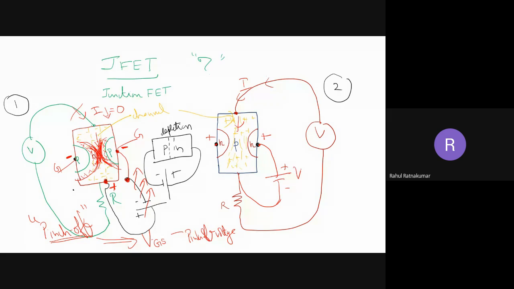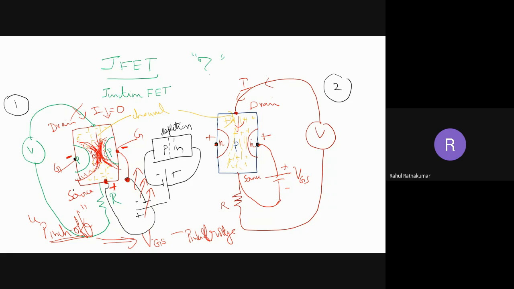Now this is also the controlling voltage, gate source. This is the drain, and this can be considered the source point. Similarly here also in the N channel JFET, this is the drain and this can be considered the source.